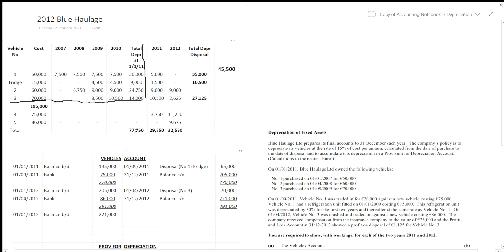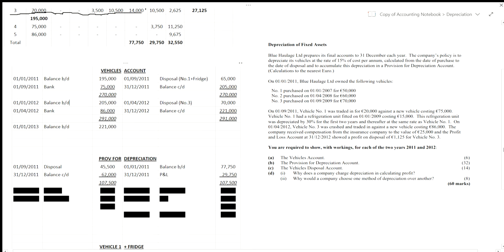So 77,750 is my depreciation figure for the beginning of 2011. And again, this is a liability account, so this goes on the credit side. Just like here above, that's the start of the question. All I have to do now is, if I disposed of any vehicle, I need to take out its depreciation, and then at the end of the year I need to add in the year's depreciation.